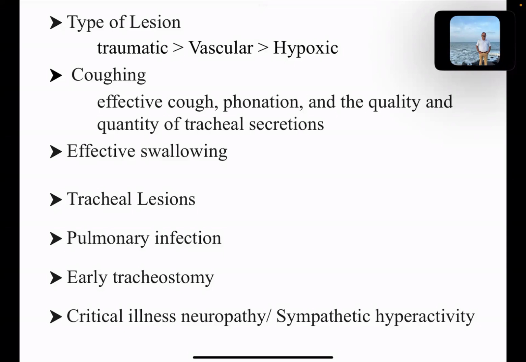Early tracheostomy is an important factor. We see that if the patients had a tracheostomy within 3 to 4 days of mechanical ventilation, there is a better chance that you can decannulate them earlier. Last is critical illness neuropathy or sympathetic hyperactivity. Again, that just delays the decannulation timing.